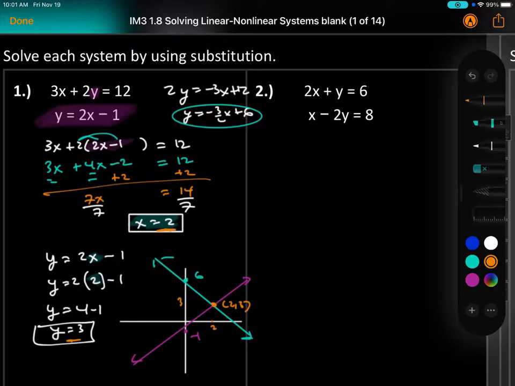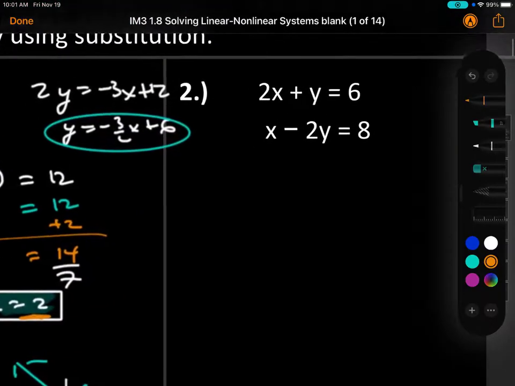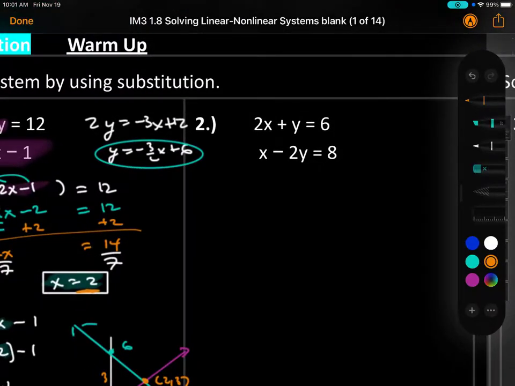In question number 2, we're going to have to do a little bit more work. You'll notice that in both equations, the variables are not solved for. It doesn't say x equals or y equals. That's how you know to use substitution. So what I'm going to do here, you can choose your own adventure. I'm going to add 2y to both sides on the second equation. x equals 8 plus 2y.